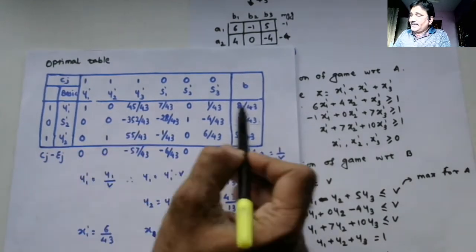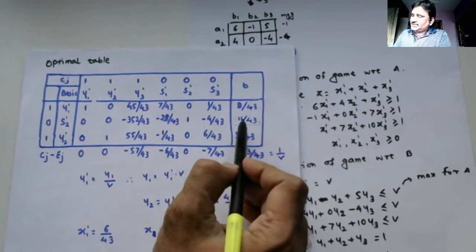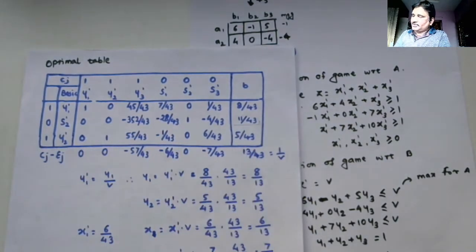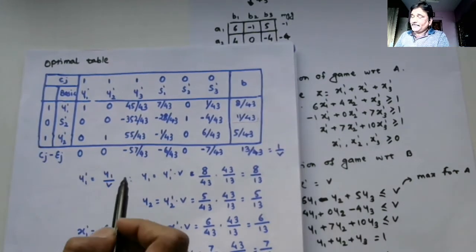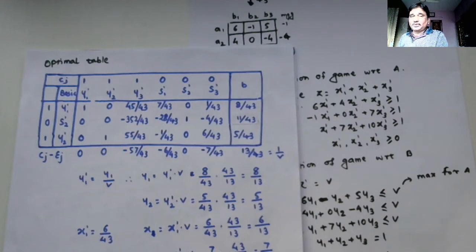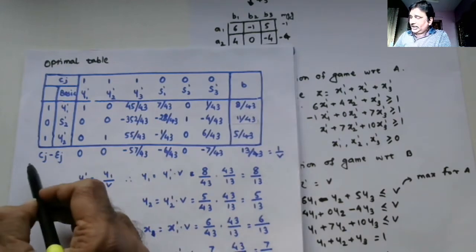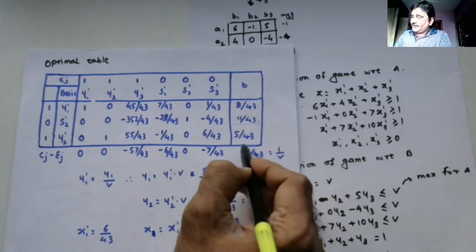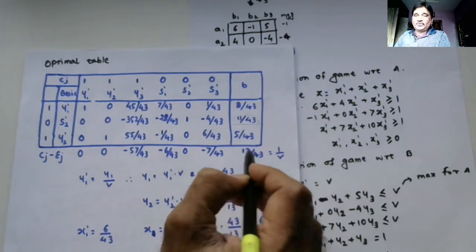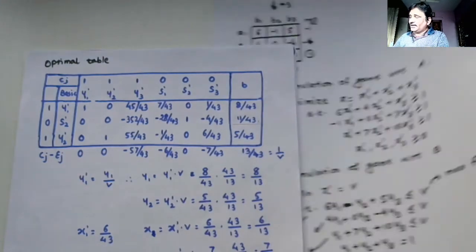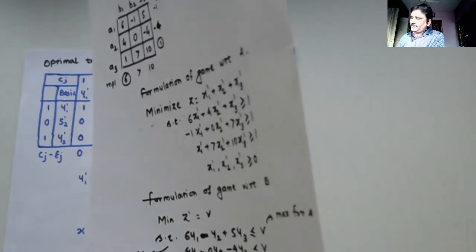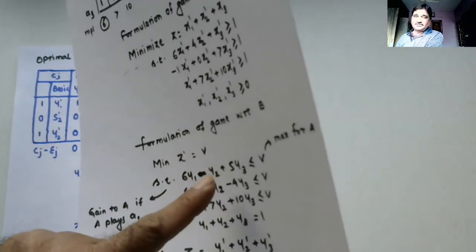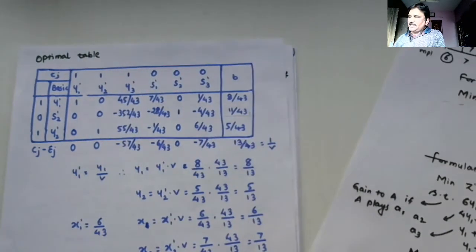Wherein you are getting y1 dash equal to 8 by 43, s2 dash equal to 11 by 43, and y2 dash equal to 5 by 43. And finally, y3 dash is equal to 0 because that is not in this table, right? But I wanted y1, y2, y3. How to get that? I have all the Cj minus Zj values and also the value of z. I know z equals 1 by v, because in this problem minimize z was v, and finally my objective function is maximize z. So z is 1 by v here.